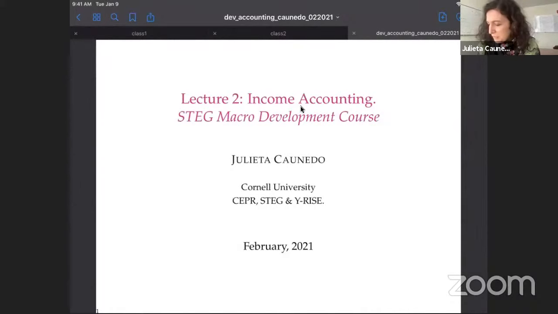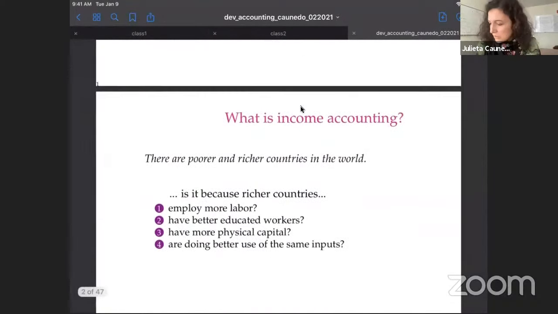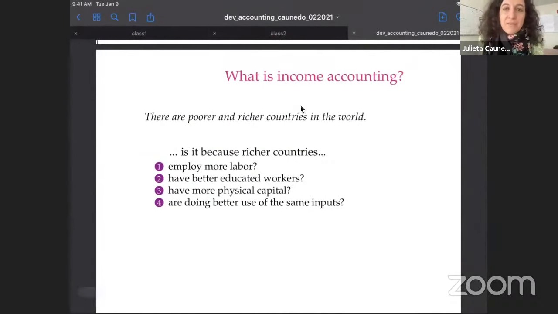So without further ado, let me just dig into the issue of today's lecture. The first thing that you should be asking yourself is, what is income accounting? As Richard mentioned at the beginning of his introductory class last week, the main question for macro development is the observation that there are poor and rich countries in the world, and those differences are persistent. And we want to understand why. But to be able to understand why, we need to understand the sources of those income disparities. So income accounting has a particular approach to answering that question.